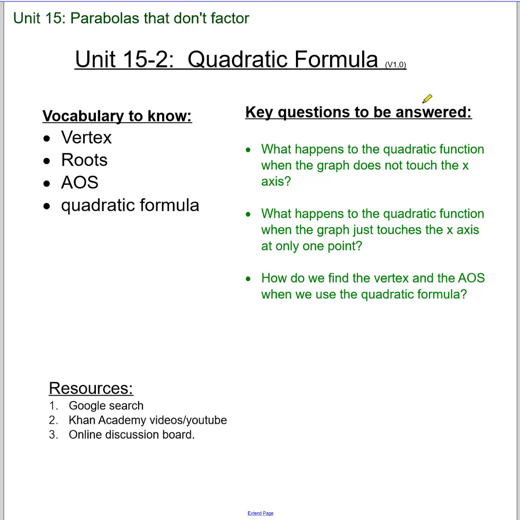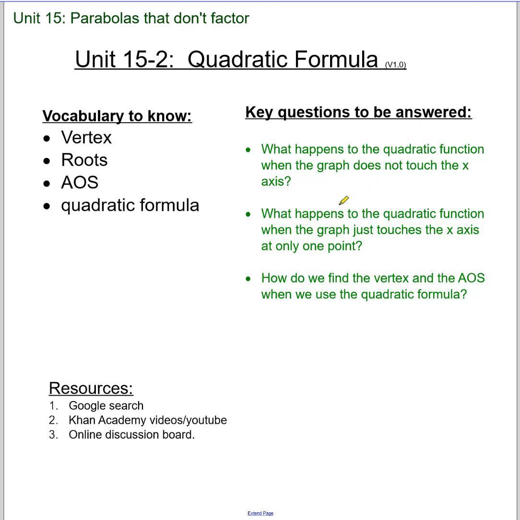Okay, Algebra 1 students, today we're going to do Unit 15-2. We're actually going to take 2 days to do the rest of 15-2, so we are slowing it down a bit from what we would normally do in class, so this is only really half of it. And we're going to try to answer these 3 questions.